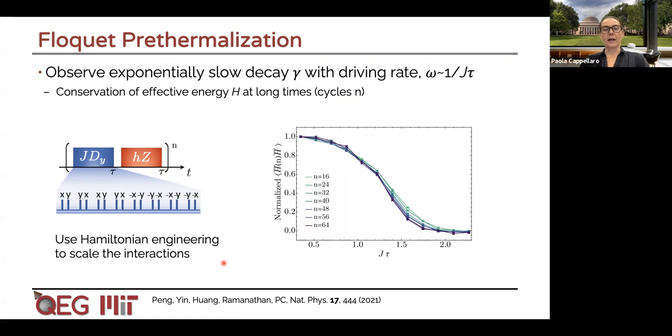So going back to this Floquet prethermalization, what do we see? As I said, what we wanted to see was that the decay of some prethermal conserved quantity was slowed down as we increased the rate of the driving. And instead of really increasing the rate of the driving, what we were changing was the strength of the interaction so that the drive becomes faster in comparison.